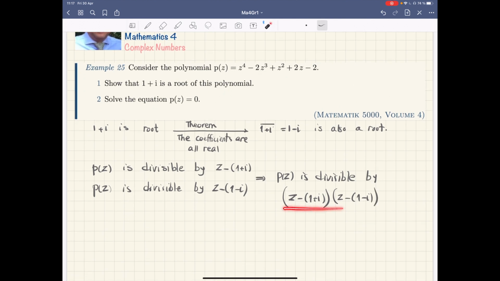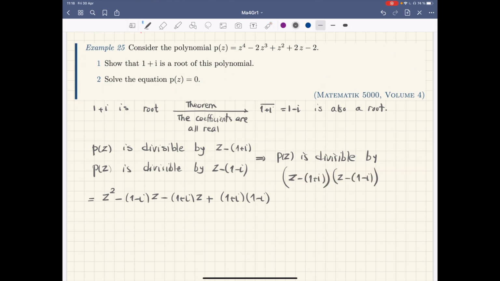But I need to simplify this as much as possible, so I multiply this out. This becomes equal to z squared minus 1 minus i times z minus 1 plus i times z plus 1 plus i times 1 minus i. Yes? So I am multiplying this here, then this here, and I will definitely simplify them.